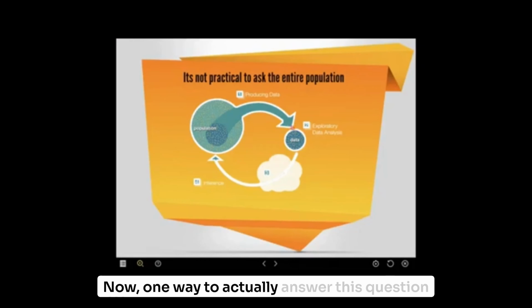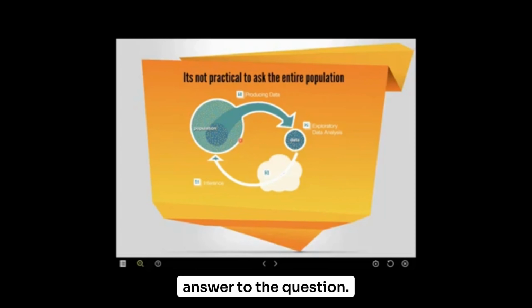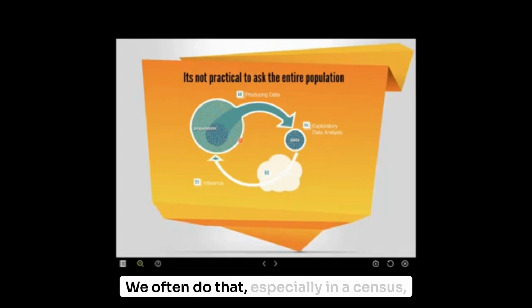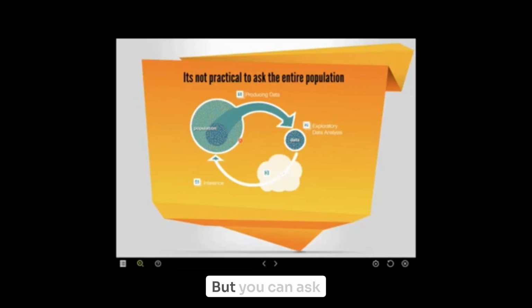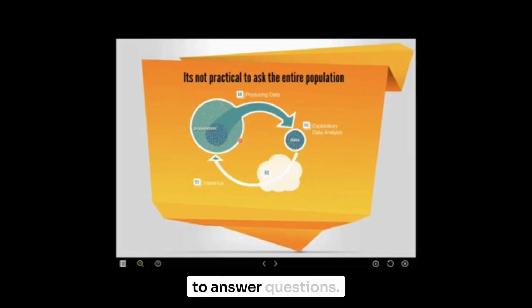Now, one way to answer this question is to collect data from all the individuals in a given population. Then, see what percentage of these individuals are in favor, and you have your answer to the question. We do that. It's time consuming. It's doable. We often do that, especially in a census where we collect data from all the individuals in a given community. But you can keep asking questions, and it's just not economical. So you need to have a different methodology to answer questions.